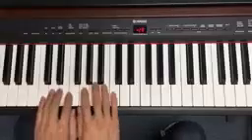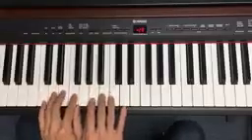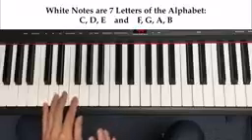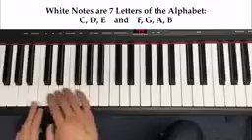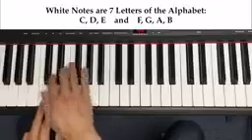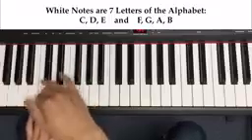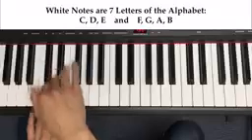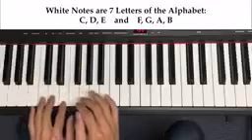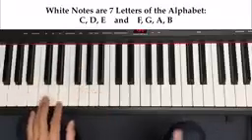If we look at just the white ones, those 7, each of those 7 has a letter name, a letter of the alphabet. If we start here, the note in front of the 2 black notes, that's the letter C. You can think of this as the C group, the notes that surround the 2 black notes. So you have C, D, and E, right? Just up the alphabet, C, D, E.